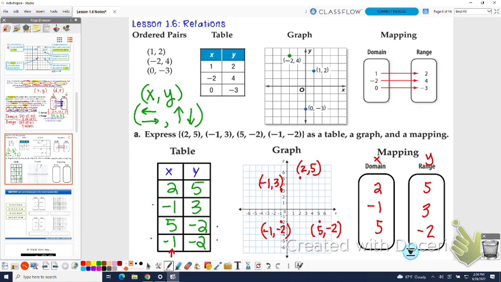Then you're going to draw arrows that go from one x value in the domain to the range. So the ordered pair is 2, 5. So 2, draw an arrow going to 5. Next one was -1, 3. So we're going from -1 to 3. Then 5 goes to -2. So far we're just going straight across. But this one is a double. So we're going to start at -1 and draw the arrow down to -2. So you can see hopefully how all of these different representations are related.